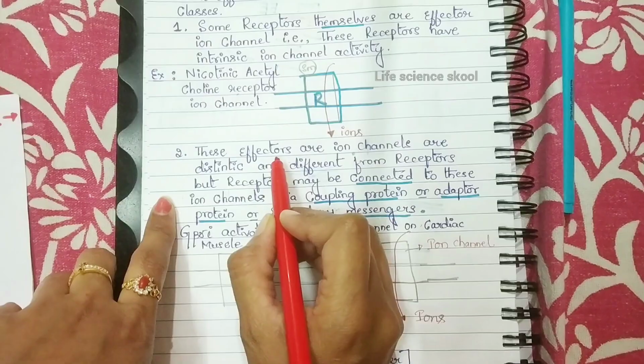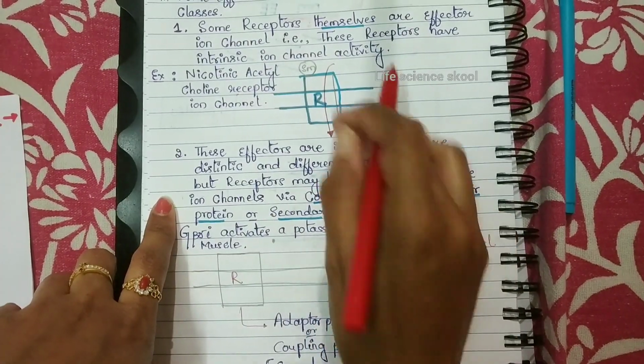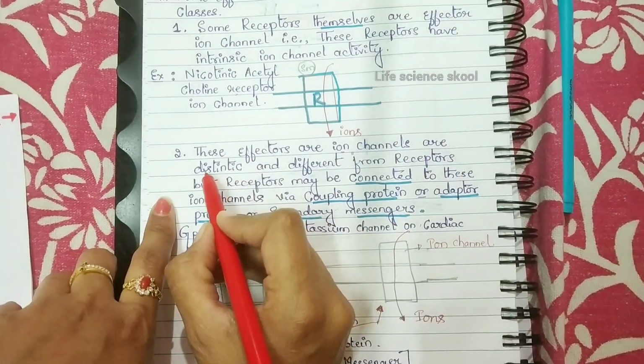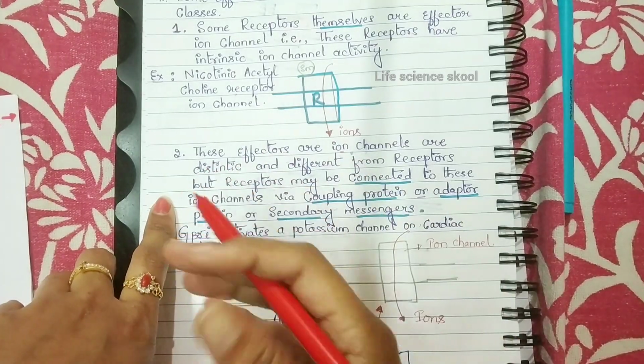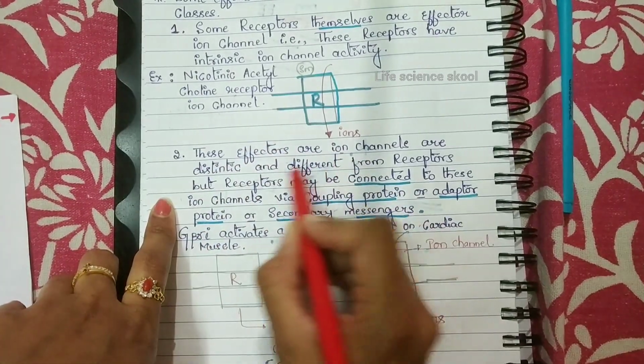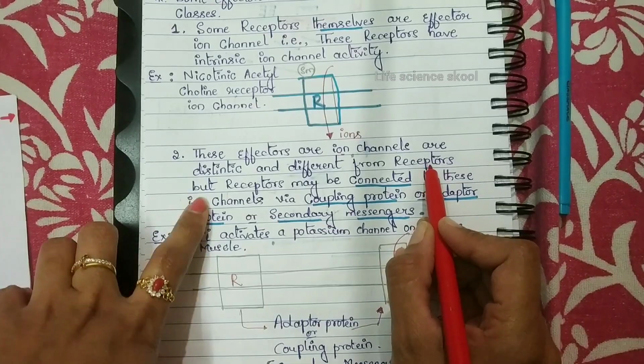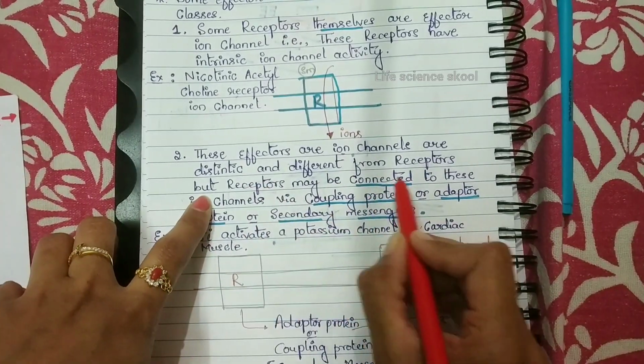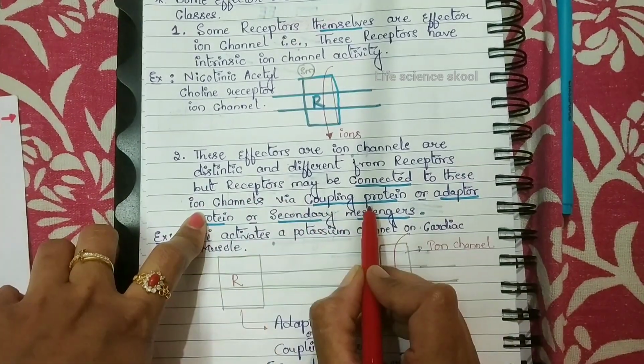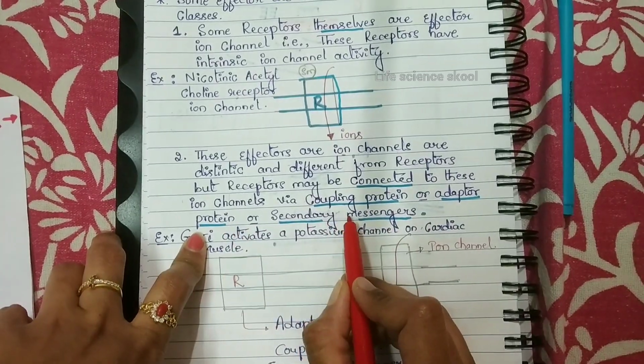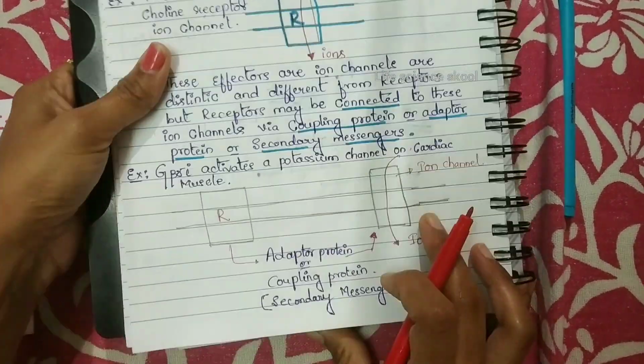Here these effectors are ion channels. These effectors are ion channels and are distinct; you can easily find out. They are different from receptors, but these receptors may be connected to these ion channels via coupling protein or adaptor protein or secondary messengers. You can look at the diagram here.